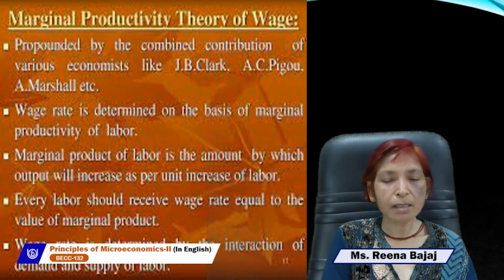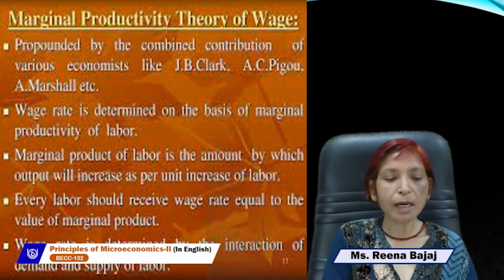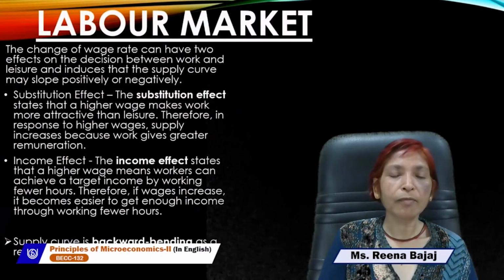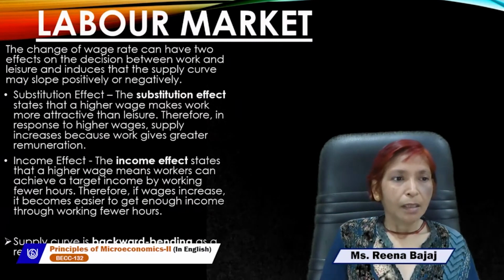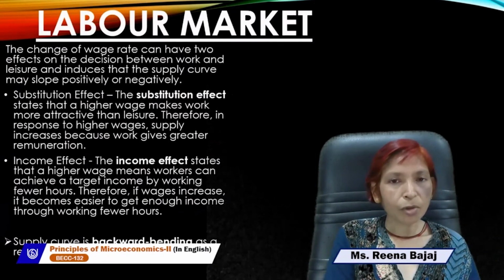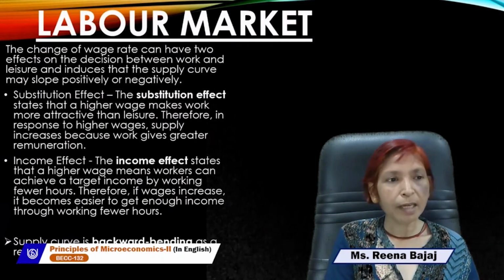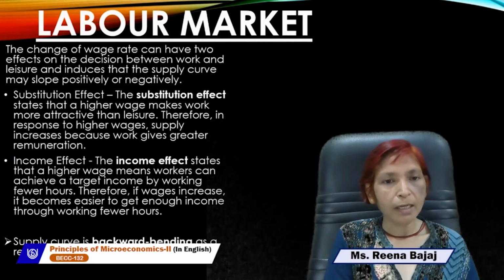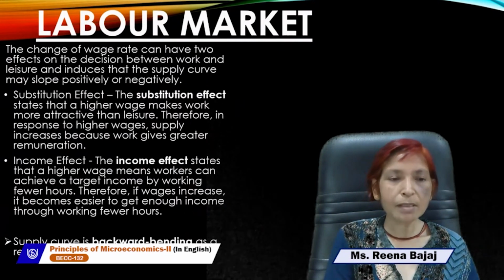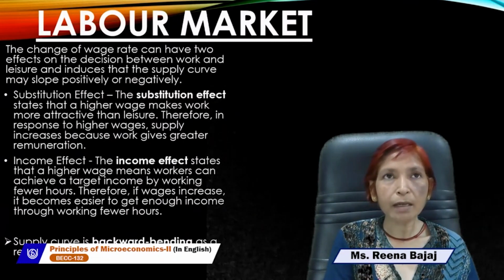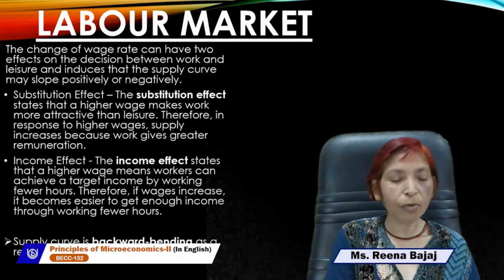The wage rate is determined by the intersection of the demand and supply curves of labor in the labor market. What is the labor market? The labor market is that market where labor can be sold or purchased. The demand curve for labor is always downward sloping, and the supply curve of labor is upward sloping. The wage rate is determined at their intersection. But sometimes the labor supply curve may be a backward bending curve. It's a very important thing, and you must know about it.